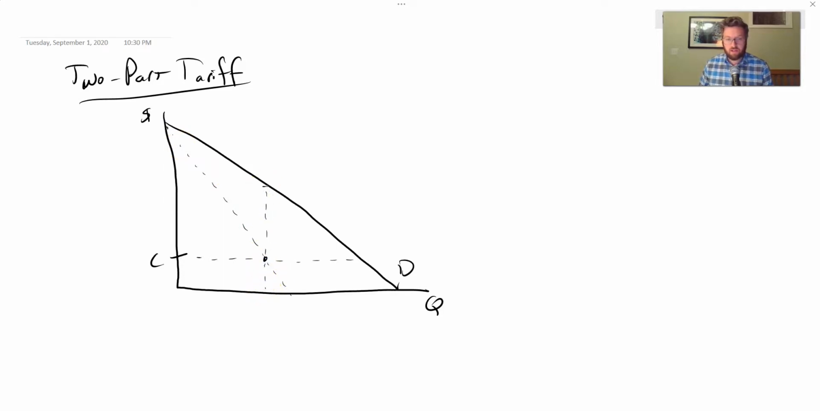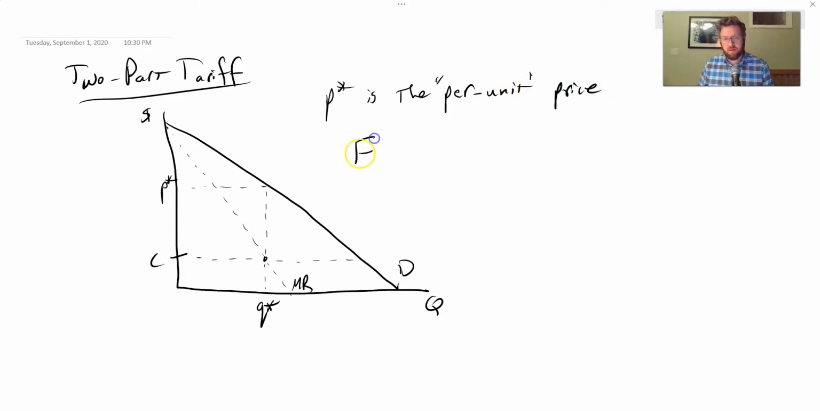based on a standard monopoly argument. This dashed line is marginal revenue. Here's Q star. That's the standard price. So P star is the per unit price. A two-part tariff says that pricing actually looks like this. The amount you pay is equal to F plus P times Q.